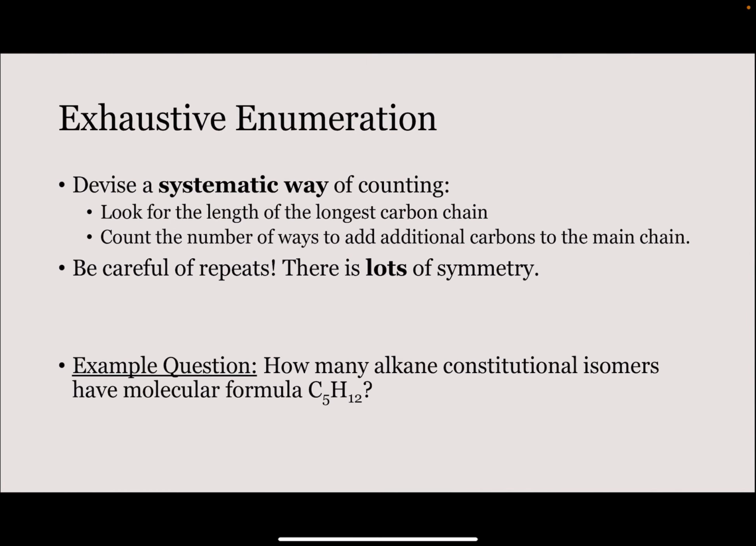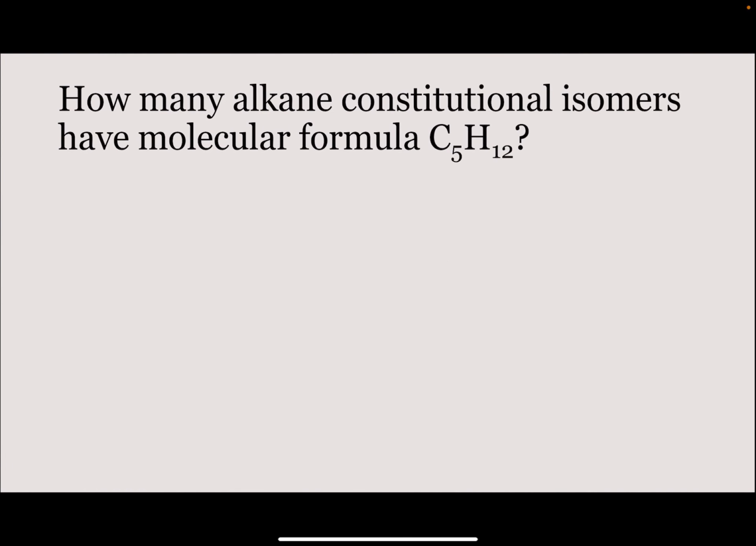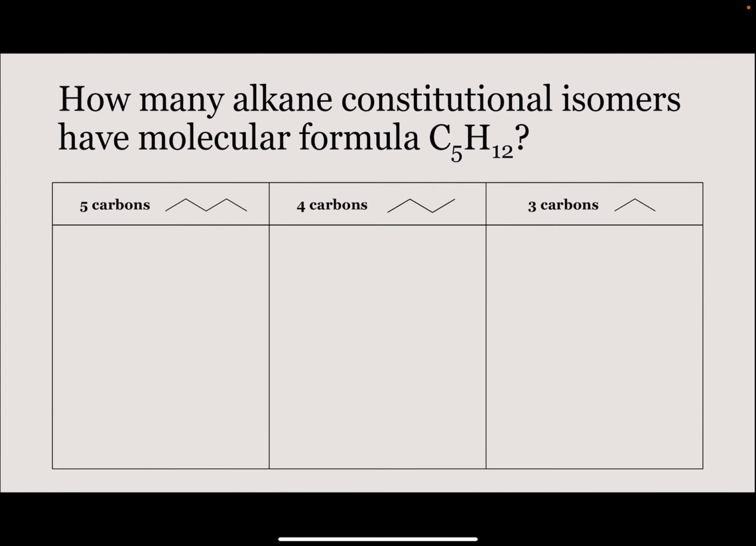How many alkane constitutional isomers have molecular formula C5H12? Okay, so the way we're going to do this, first of all, is by exhaustive enumeration. So we're going to create ourselves a little chart to set up our work. Let's say we can have our main chain having 5 carbons, 4 carbons, or 3 carbons. Okay, so let's start with the 5 carbon case. So clearly, there are no extra carbons to add. There's only going to be one option, just the molecule by itself.